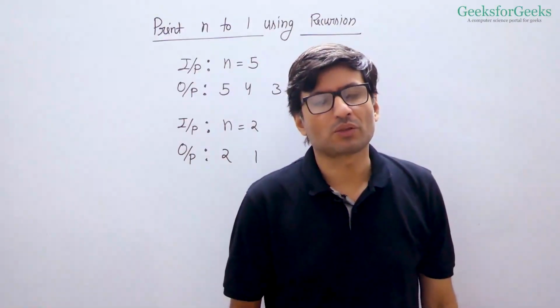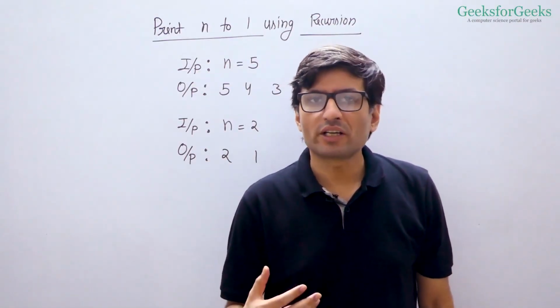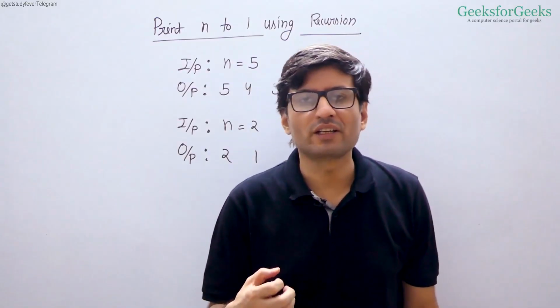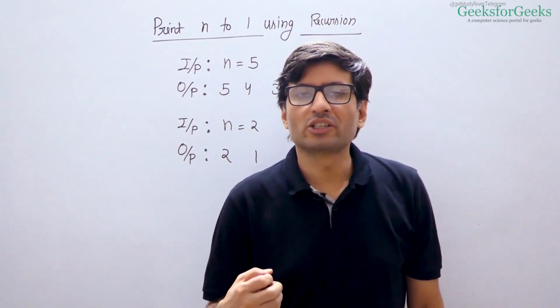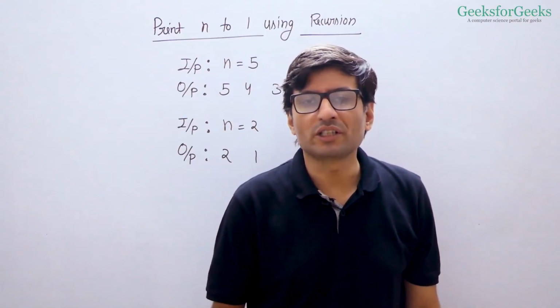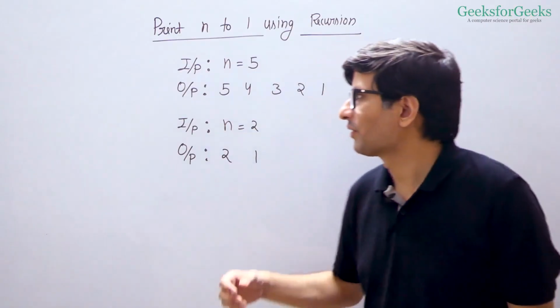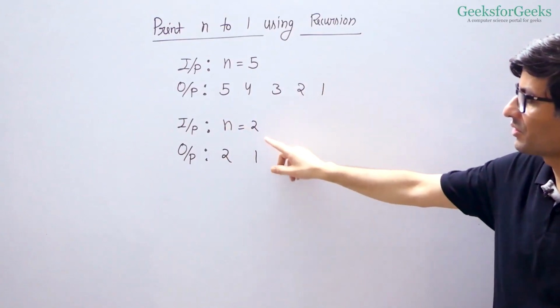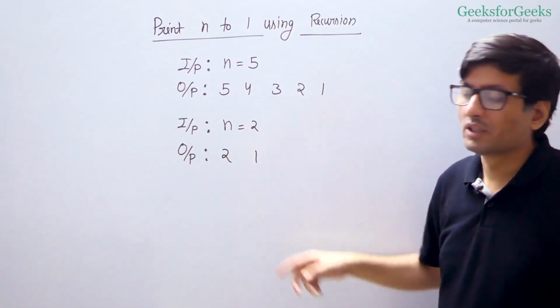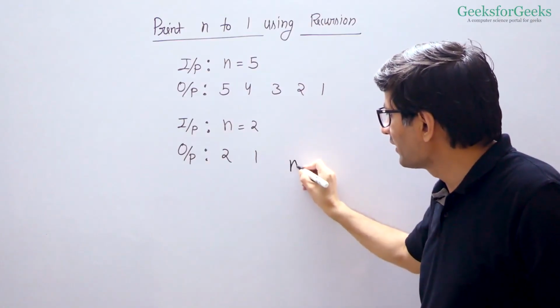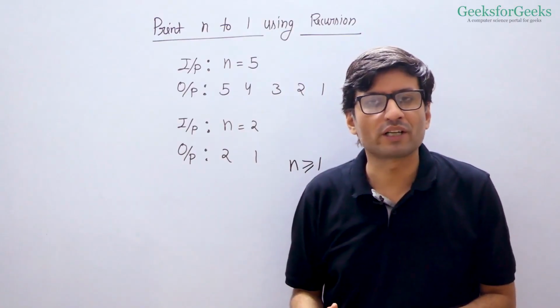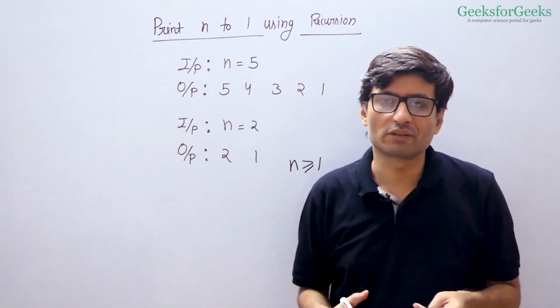Let us talk about this problem. We need to write a recursive function that takes an integer n as an argument, and this function prints all the integers from n to 1. For example, if n is 5, then it prints 5, 4, 3, 2, 1. If n is 2, then it prints 2 and 1. You may assume that n is greater than or equal to 1. User is never going to provide 0 or a negative number.